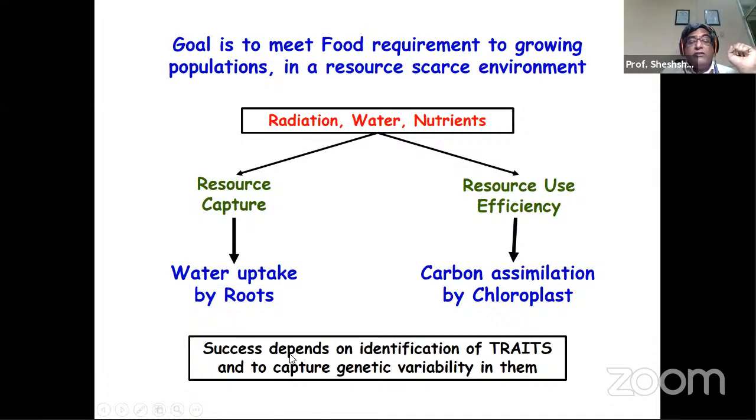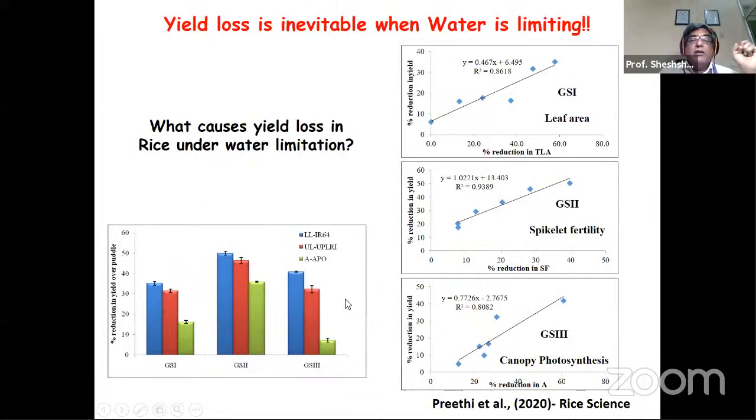Now, what we are trying to say is that the success of this particular mechanism of crop improvement, or improving the productivity in water limiting conditions, is possible only when we identify very specific traits, like what Ivo was also talking about a little while ago, in terms of looking into the specific traits that can improve the productivity. And what is more important is to phenotype them and try to capture the genetic variability in such traits.